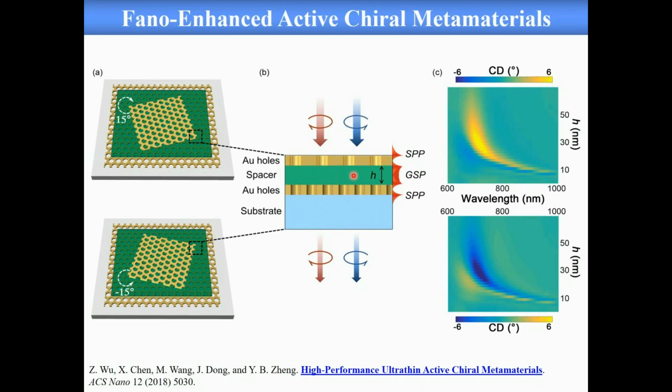Interestingly, these two types of modes can couple. Once they couple, they introduce a much stronger chirality. So you can see we can have a very strong CD signal simply by controlling the thickness, to control the coupling between these two modes. We call this Fano enhancement. If you are interested, this paper gives you a lot of physics and mathematics, but here I won't go into too much detail.